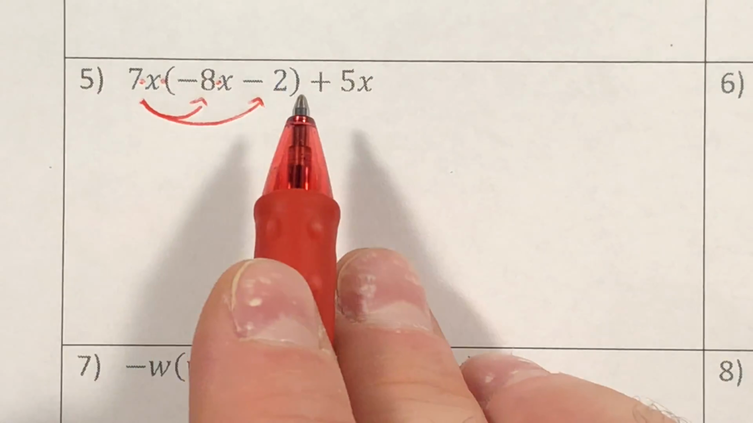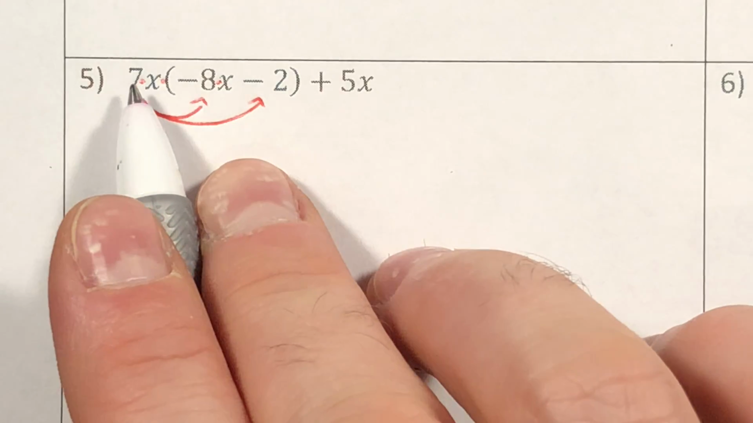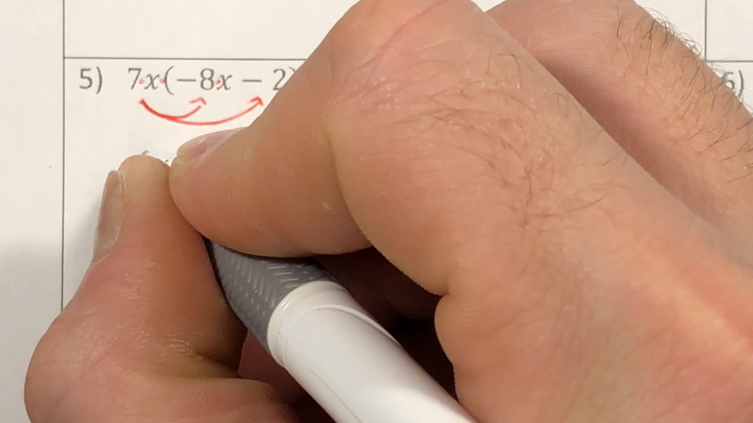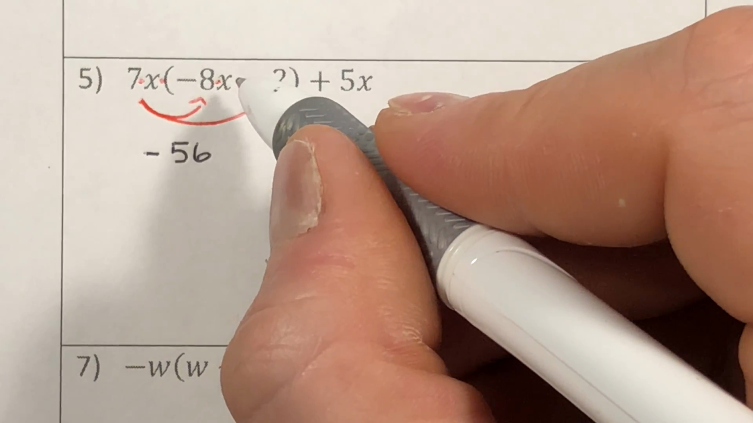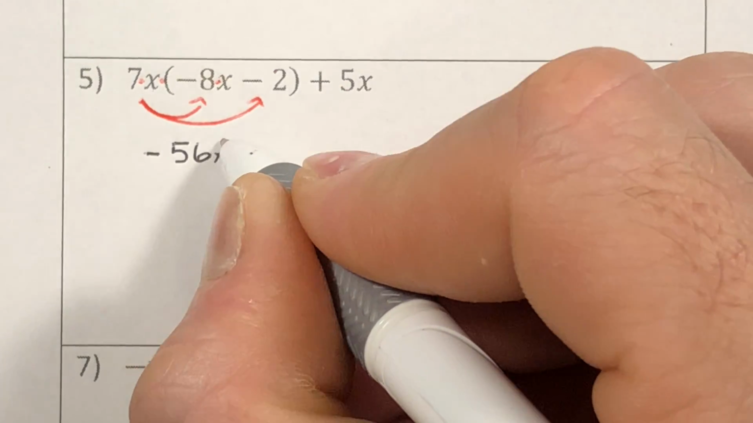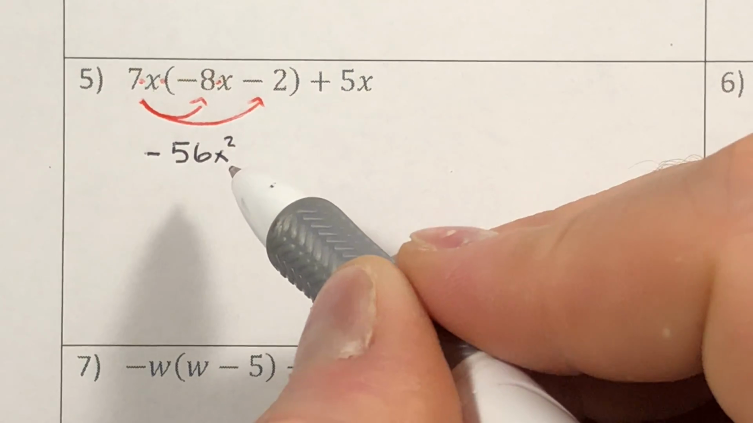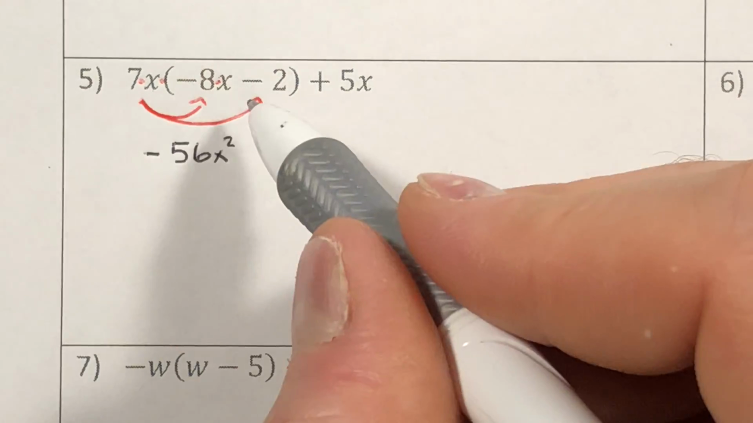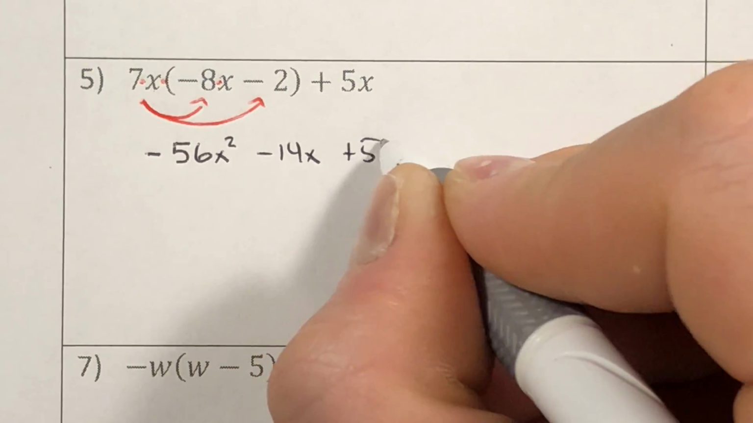Again, we distribute it to everything inside the parentheses because it's right up against this, which is going to leave me with 7x times negative 8x, which is 7 times negative 8, which is negative 56. X times x is going to leave me with an x squared. When I multiply a variable times itself, I increase the power every time. And because I have an x to the 1 and x to the 1, that leaves me with an x to the 2. Multiply 7x times negative 2, and I'm left with negative 14x. And then I leave behind this 5x.